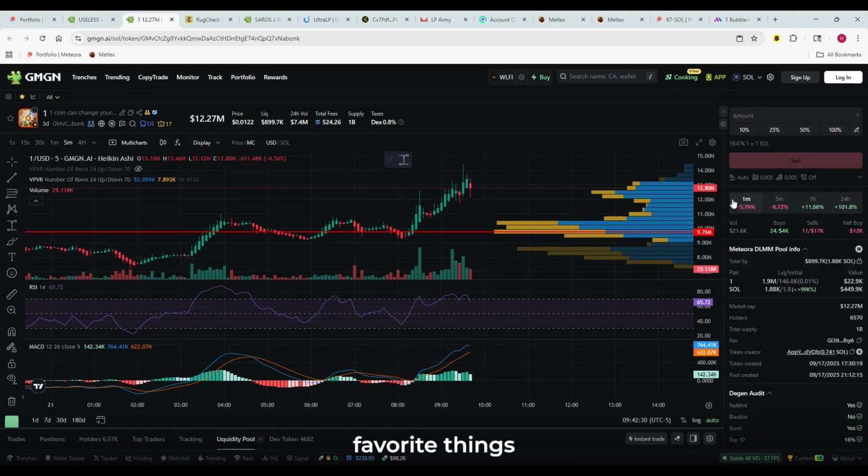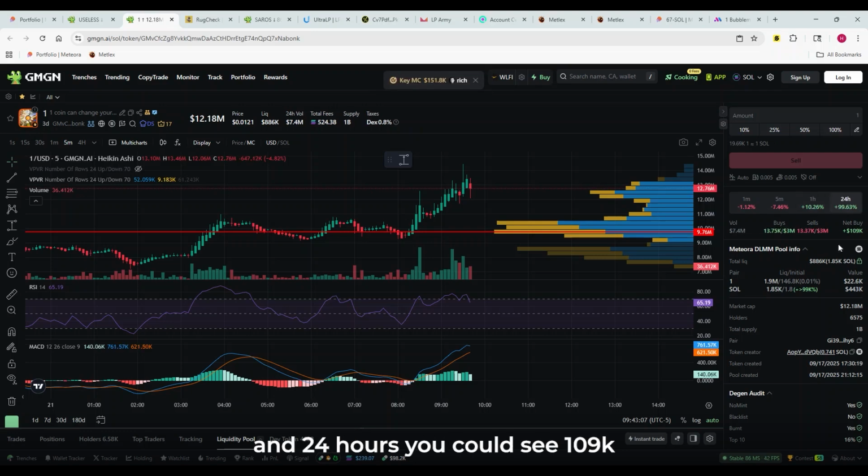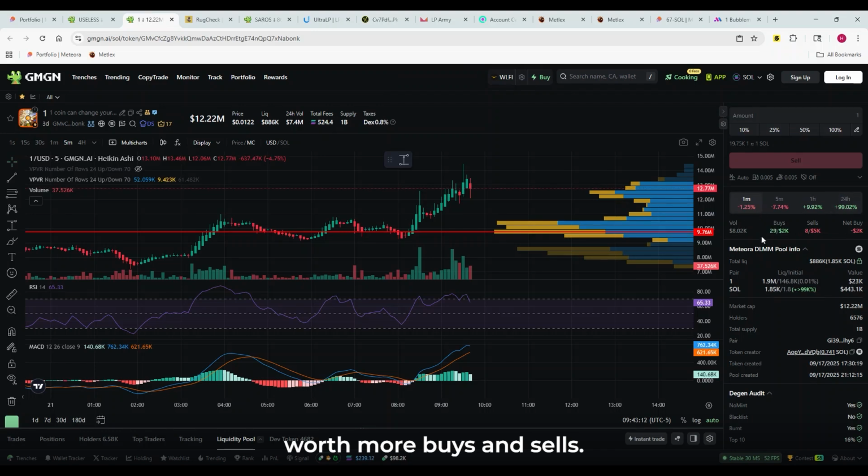And then one of my other favorite things that I love to look at is the price change over the last 1 minute, 5 minutes, 1 hour, and 24 hours. You'll also see how much volume has happened over that period of time. And then here you will see the buys and sells and then the net amount off of that. So in the last 5 minutes, there have been 15K more sells than buys. In the last 1 hour, there have been 15K more buys. And over 24 hours, you can see 109K, 110K worth more buys than sells. And this is just constantly changing from minute to minute.